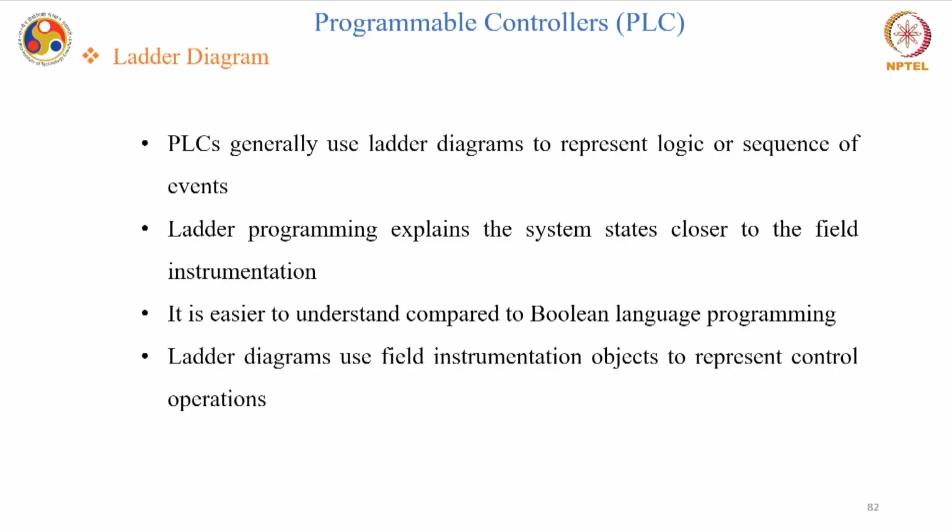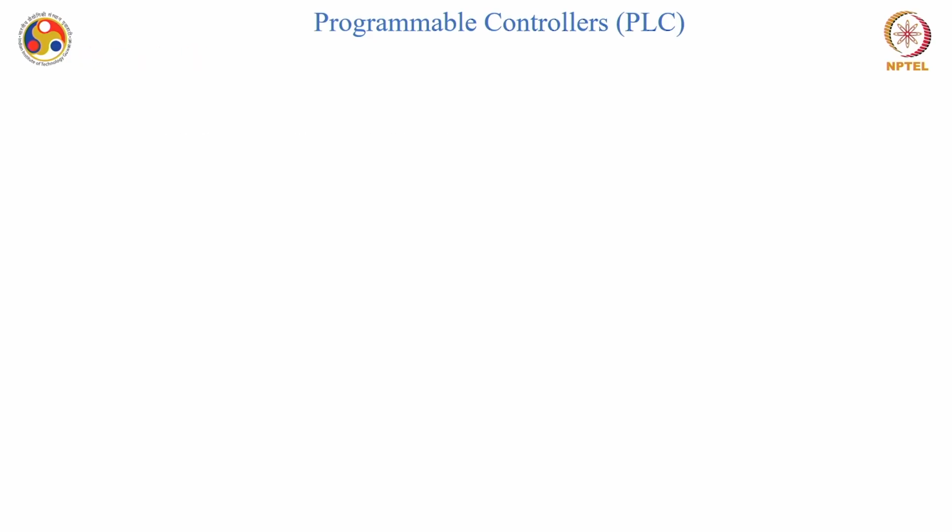PLCs generally use ladder diagrams to represent logic or sequences of events. Ladder programming explains the system states, which are closer to the field instrumentation, and it is easier to understand compared to Boolean language programming. That is why I mentioned that ladder diagrams are more frequently used in PLCs as compared to Boolean programming. Ladder diagrams use field instrumentation objects to represent control operations.